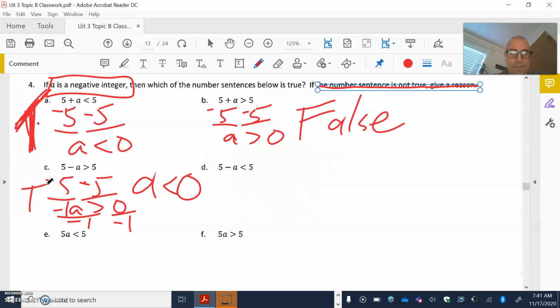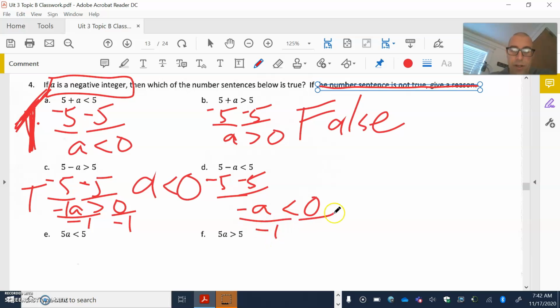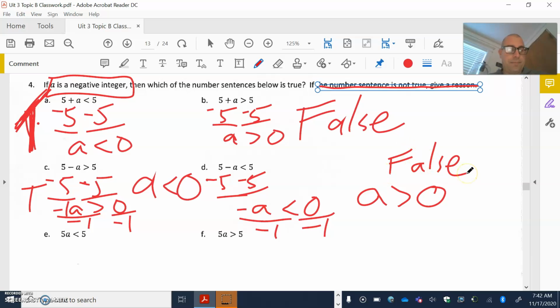Let's go to letter D here. You can see the themes that are going on here. It's the exact same problem in all 4 of these. We're subtracting 5 from both sides each time. So negative a is less than 0. But again, we can't have a negative a, so we need to divide both sides by negative 1. When you divide by a negative, you flip your inequality, and that's what happened here. So we've got a is greater than 0. Does that mean it's negative? No. So that means it's a false answer.